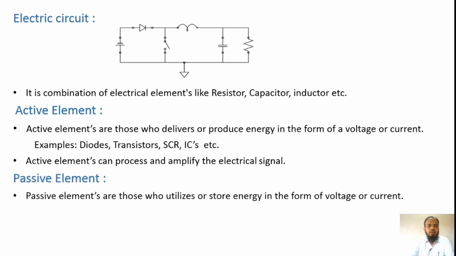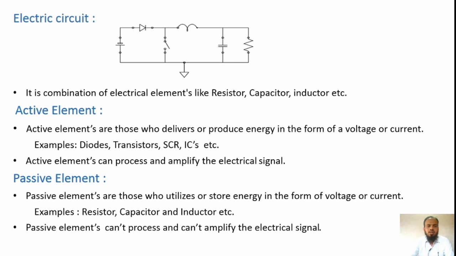After that we see passive elements. Passive elements are those which utilize or store energy in the form of voltage or current. For example, resistor, capacitor, inductor, etc. Passive elements can't process and can't amplify the electrical signal.